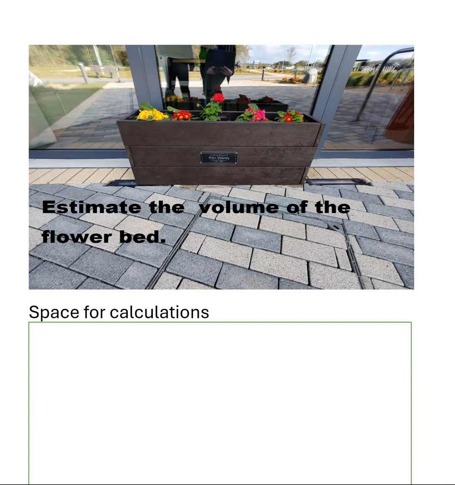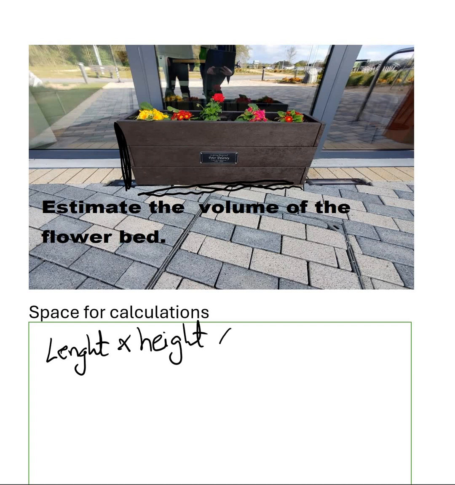Question 2 then. Question 2 asks you to estimate the volume of the flower bed. So it's asking you to estimate, so you don't have to measure exactly. If you have a ruler, great, but if you don't, that's okay. But here is how you get the volume of, I suppose, a 3D rectangular prism. If you take the length of it, let's say in this case it'll be centimeters, multiply that by the height, and then multiply your answer by the depth, which is how far back it goes.